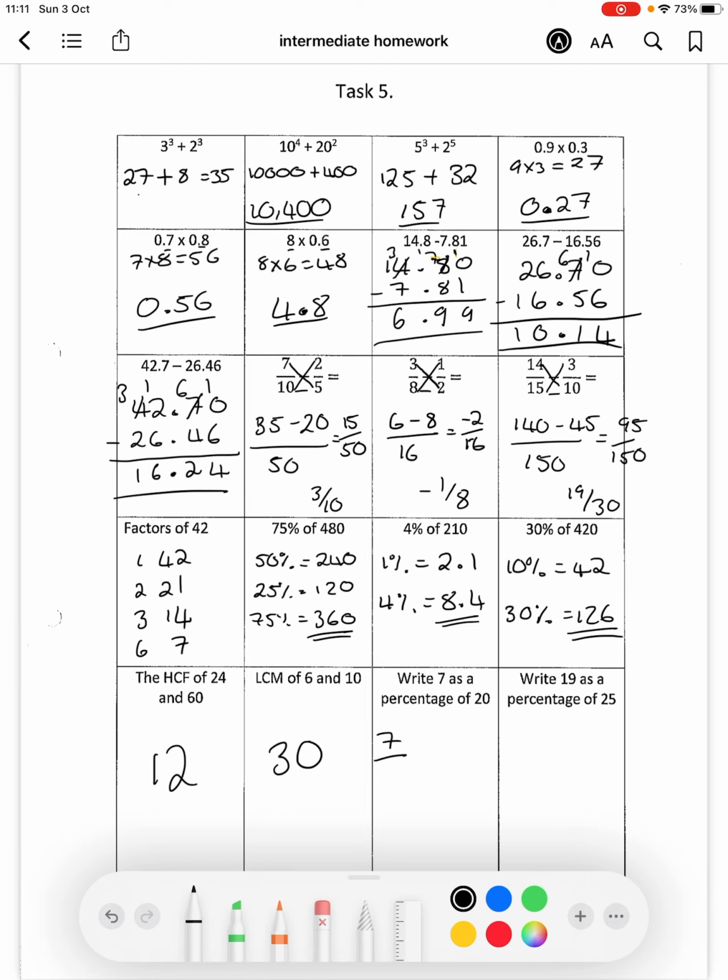Write 7 as a percentage out of 20. So when we've got 7 out of 20, we can only write it as a percentage if it's out of 100. So to get 20 out of 100, we would times it by 5. We would also times the top by 5, so 7 times 5 is 35, and therefore it's 35%. Last one, we got 19 out of 25 as a percentage, so to get from 25 to 100, we would times it by 4. We would also therefore times 19 by 4 to get 76, so it's 76%.